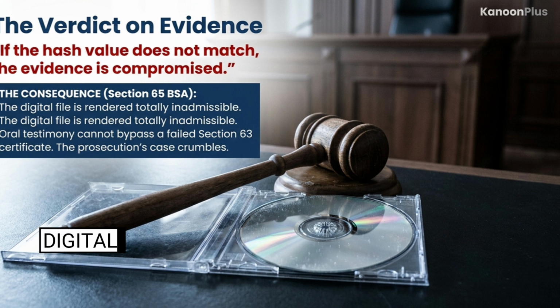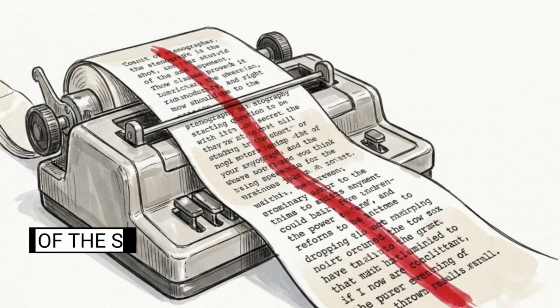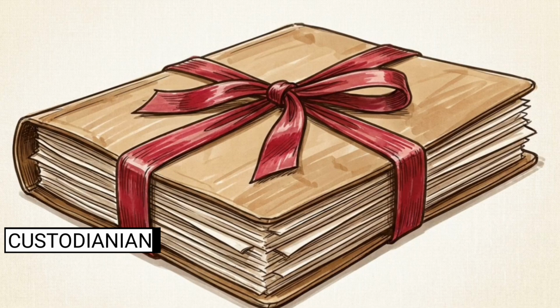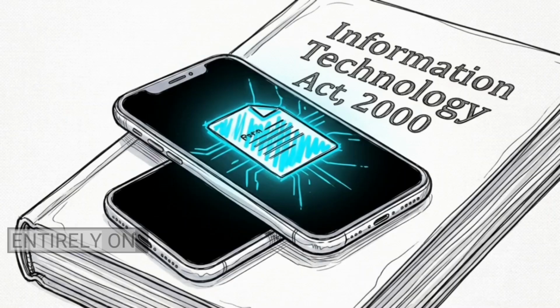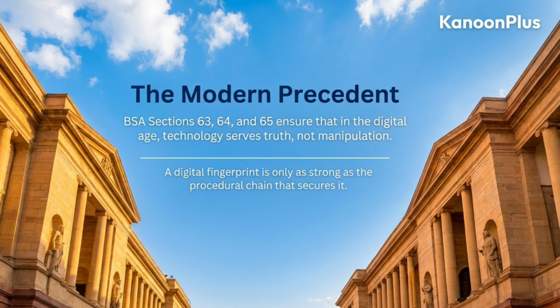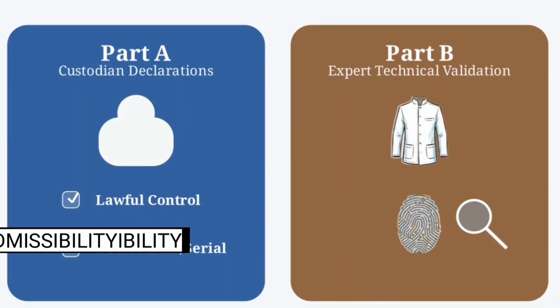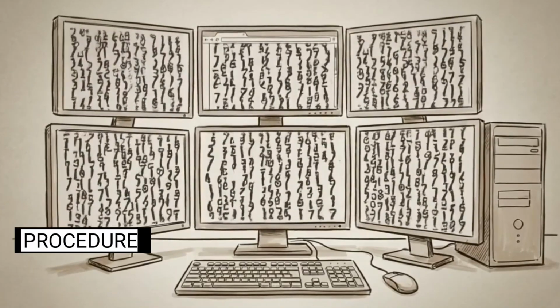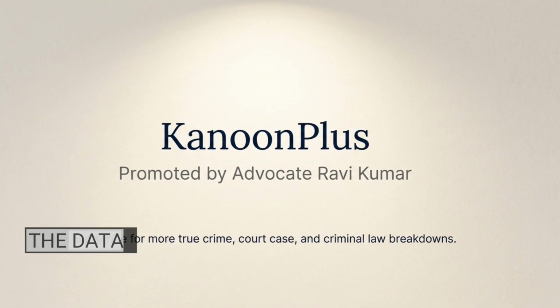The end-to-end process for digital evidence begins with the IT Act, which provides the substantive recognition of the file. From there, the practitioner must meet the strict requirements of the Section 63 schedule, including the custodian declarations in Part A and the expert technical validation in Part B. This process relies entirely on cryptographic verification, a hash value that must be recorded and matched against the file to prove its integrity. The exclusionary nature of Sections 64 and 65 renders evidence completely inadmissible if these procedural steps are ignored. Under the BSA, the admissibility of electronic evidence depends on the mathematical procedure used to secure it, just as much as the content of the data itself.